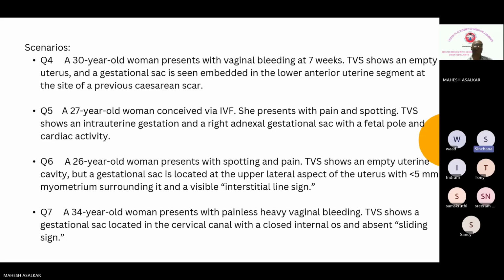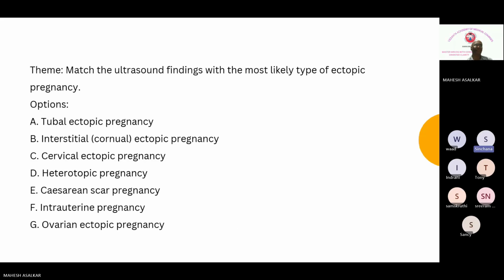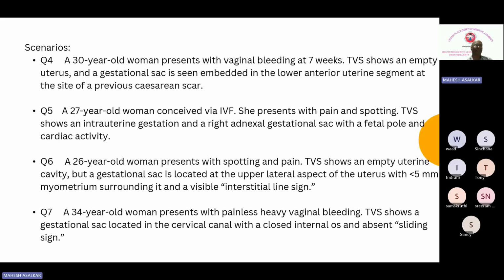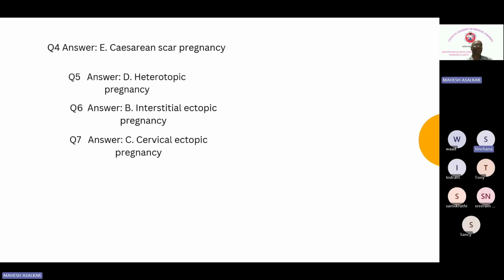A 34-year-old woman presents with painless heavy vaginal bleeding. TVS shows a G-sac located in the cervical canal with closed internal os and an absent sliding sign. Diagnosis is cervical ectopic pregnancy. So: cesarean scar ectopic pregnancy, heterotopic pregnancy, interstitial ectopic, and cervical. Anthony, you want to go ahead with the next few questions?